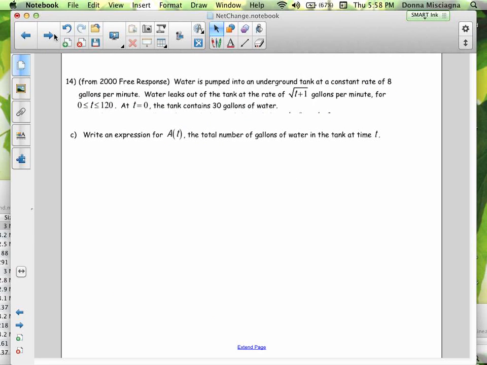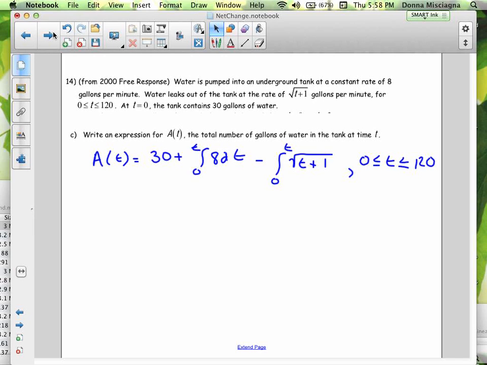We want to write an expression for A of t, the total number of gallons of water in the tank at time t. And actually, we've kind of done that, except we evaluated. And here we're not going to evaluate. So the expression for A of t is just our start. Looks a lot like the other page, except it says at time t.